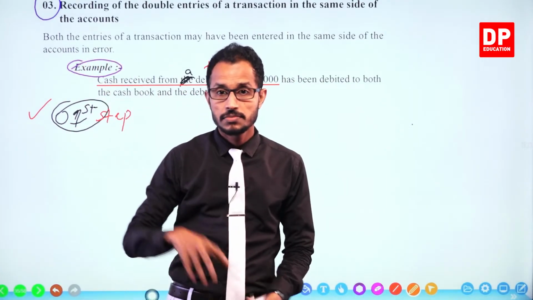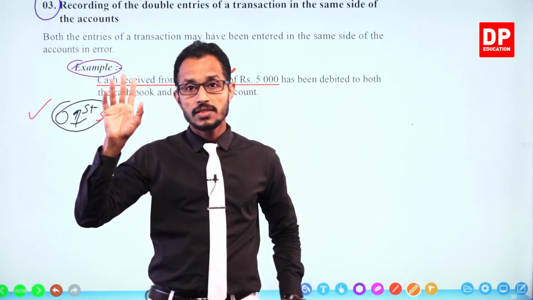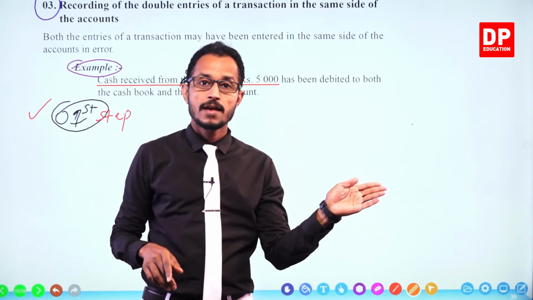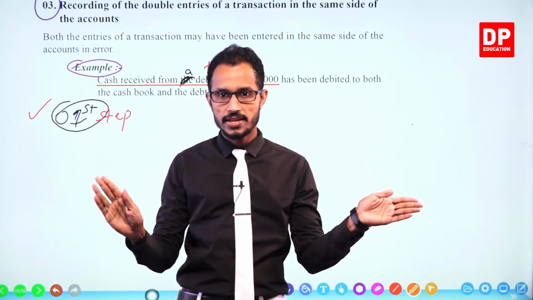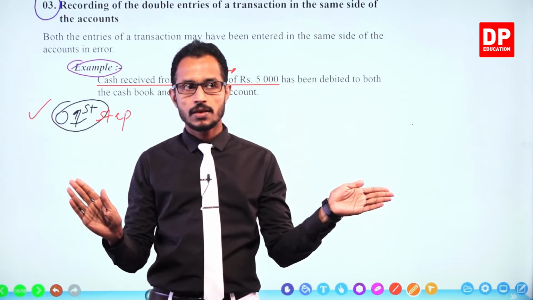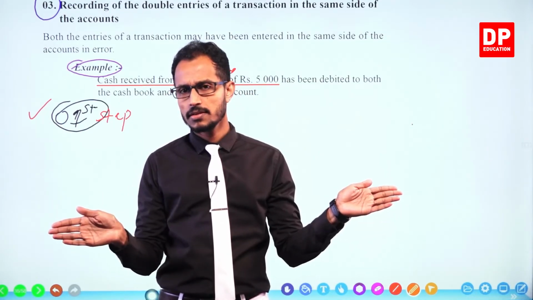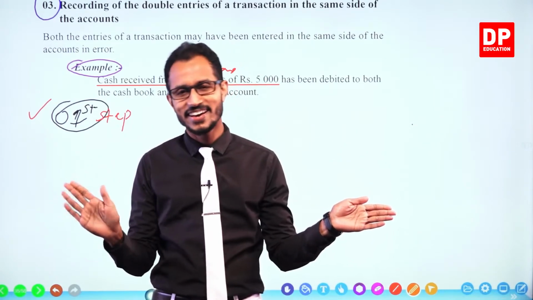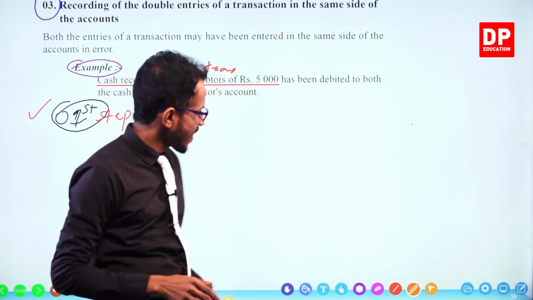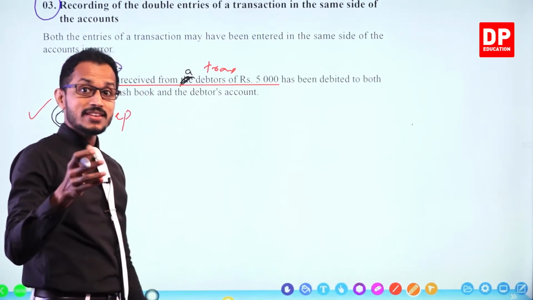Cash received. That's right. Cash book debit, debtors account credit. Cash debit, debtors credit. Is that right? Cash debit, debtors credit. Yeah, that's right. Okay. Cash debit, debtors credit.